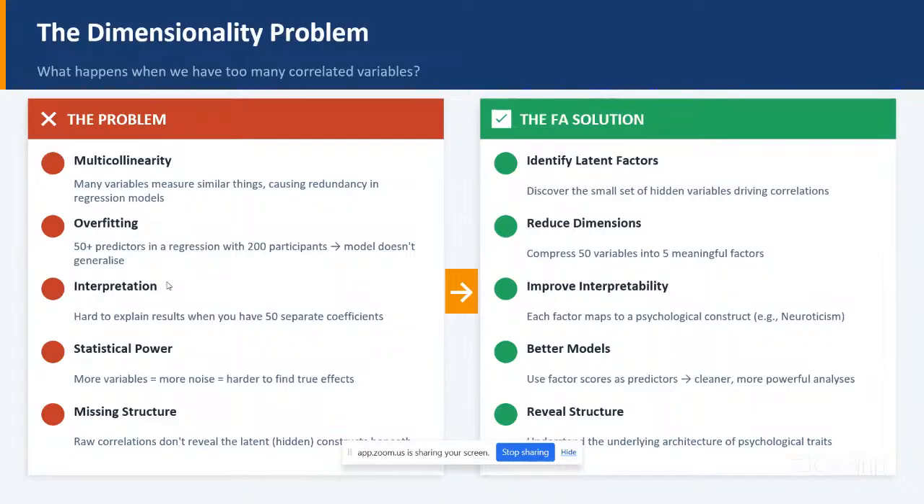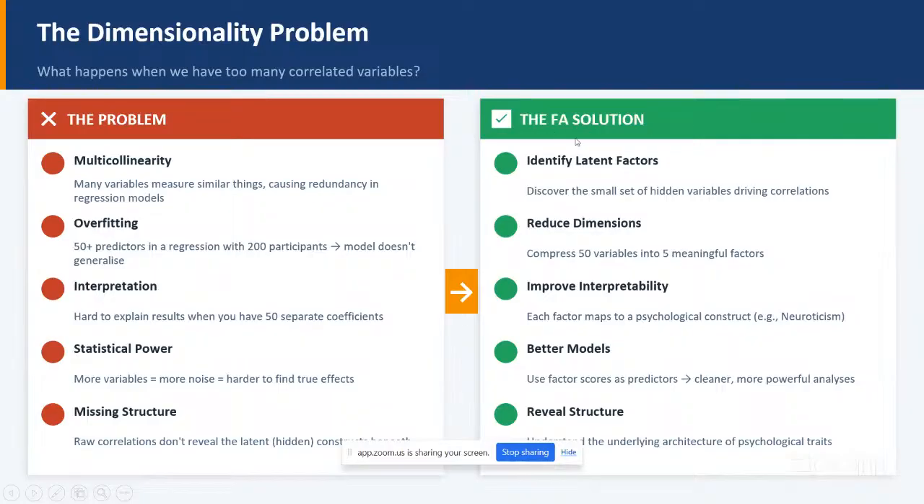Overfitting, same thing. Like 50 plus predictors are there in a regression with 200 participants. Model does not generalize, right? Interpretation, hard to explain each of the variables separately with coefficients. Statistical power, that is more variables can make more noise, and harder to find true effects, and missing structure also. So by using factor analysis, we will be getting the solution.